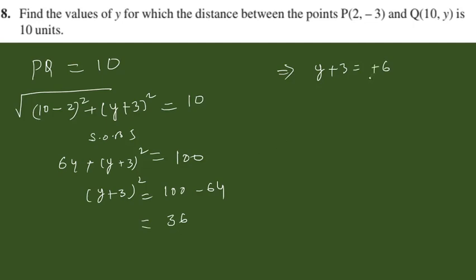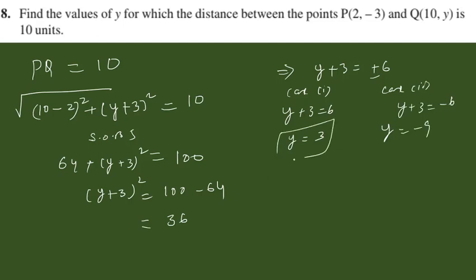I'm going to put plus 6 and minus 6, because when you do the square root, I mean I'm using an identity only, but you can write the plus 6 minus 6 over here. So case 1 is y plus 3 is equal to 6. Case 2 is y plus 3 is equal to minus 6. So y is equal to 3 and y is equal to minus 9. So these are the two values of y.